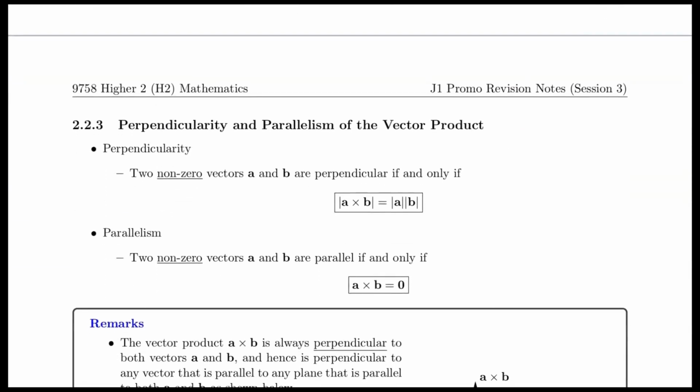Okay, perpendicular and parallel vectors. Now, when two vectors are parallel, A cross B will be equal to 0. Why? The reason was already given just now: A cross A is also 0 because they are facing the same direction. For this, why is the magnitude of A cross B equal to mod A mod B? Just memorize. There's a way to prove it, but for now, you can just memorize it.